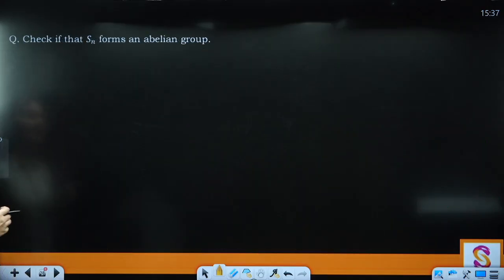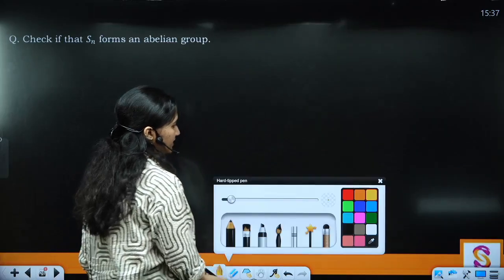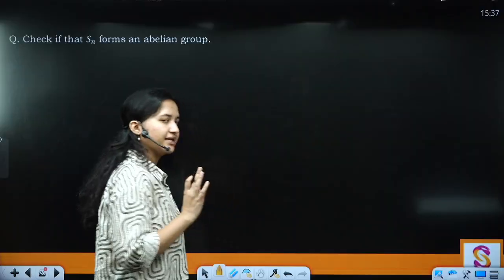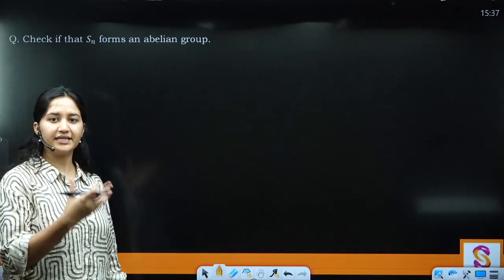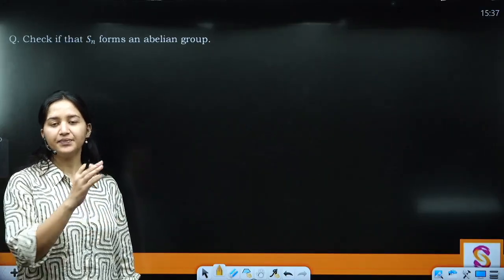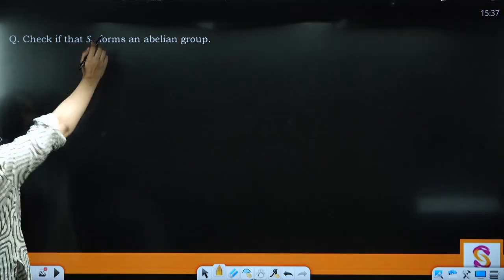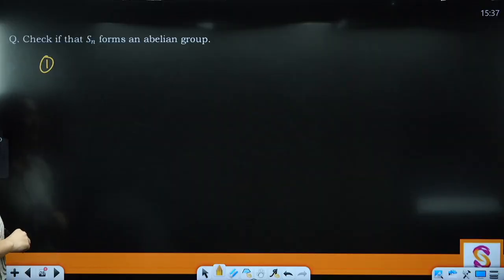Check if Sn forms an abelian group or not. Right? We remember what Sn is. Sn is the collection of all permutations, that means arrangements possible on the set. Here n can be any natural number, 2, 3, 4,000, whatever. Clear? Chalo, let's see if it is going to form an abelian group or not.